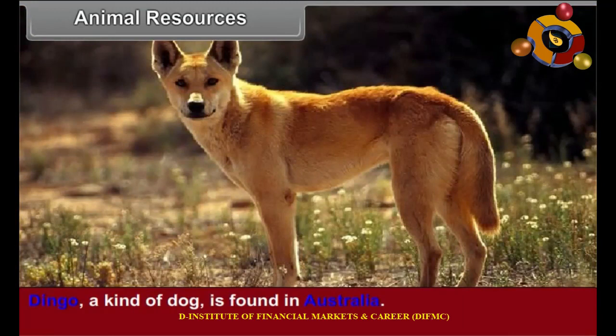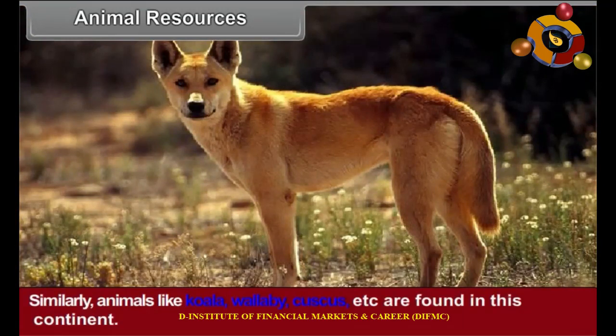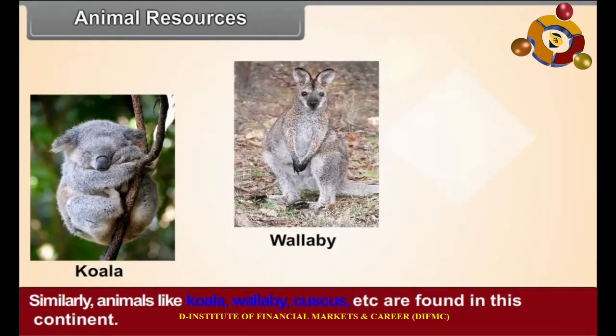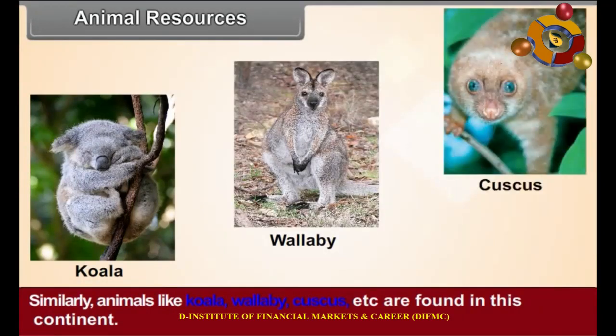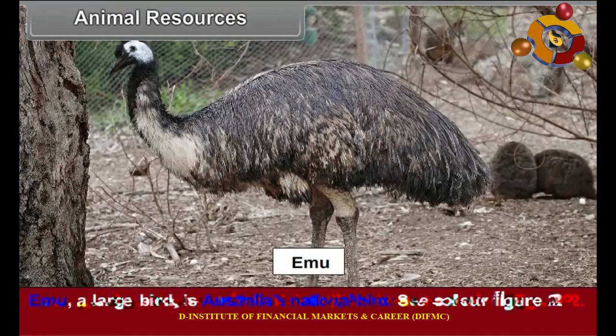Dingo, a kind of dog, is found in Australia. Similarly, animals like koala, wallaby, cuscus, etc. are found in this continent. Emu, a large bird, is Australia's national bird.